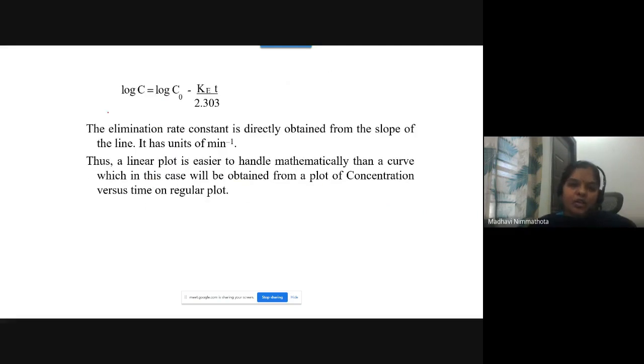So your equation is log C equals log C naught minus Ke t by 2.303. Instead of x naught, you just keep C naught. This is the concentration of the drug in the body. So we are not determining the amount of the drug in the body, only the concentration of the drug in the body. The elimination rate constant is directly obtained from the slope of the line.